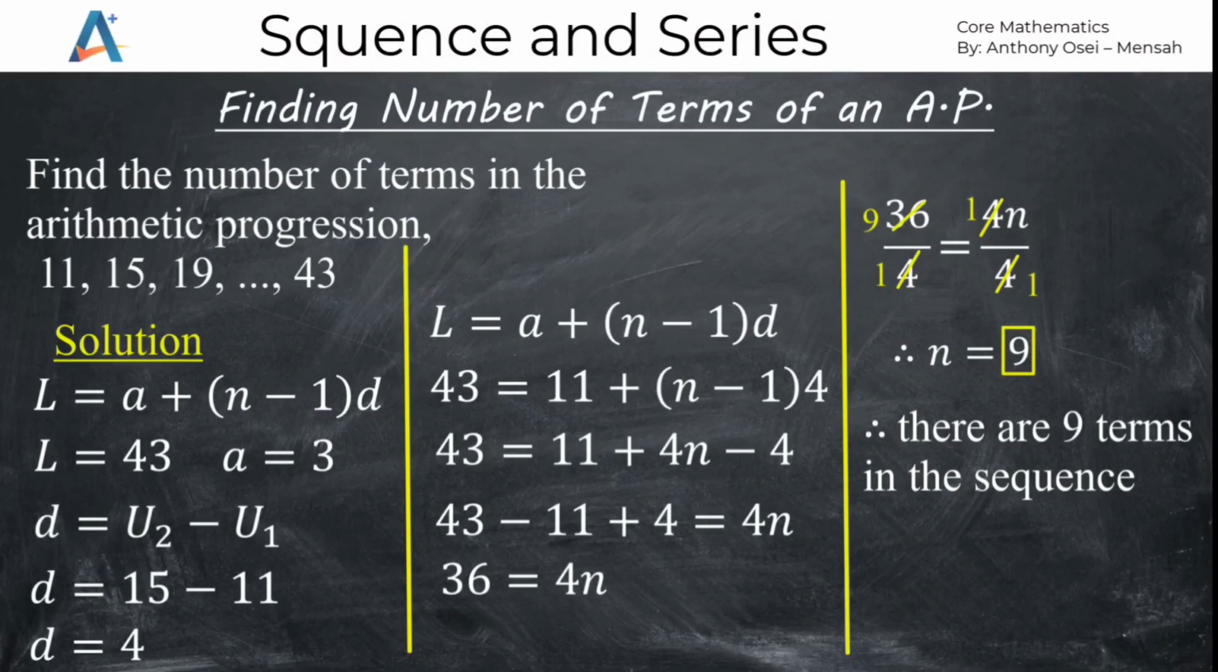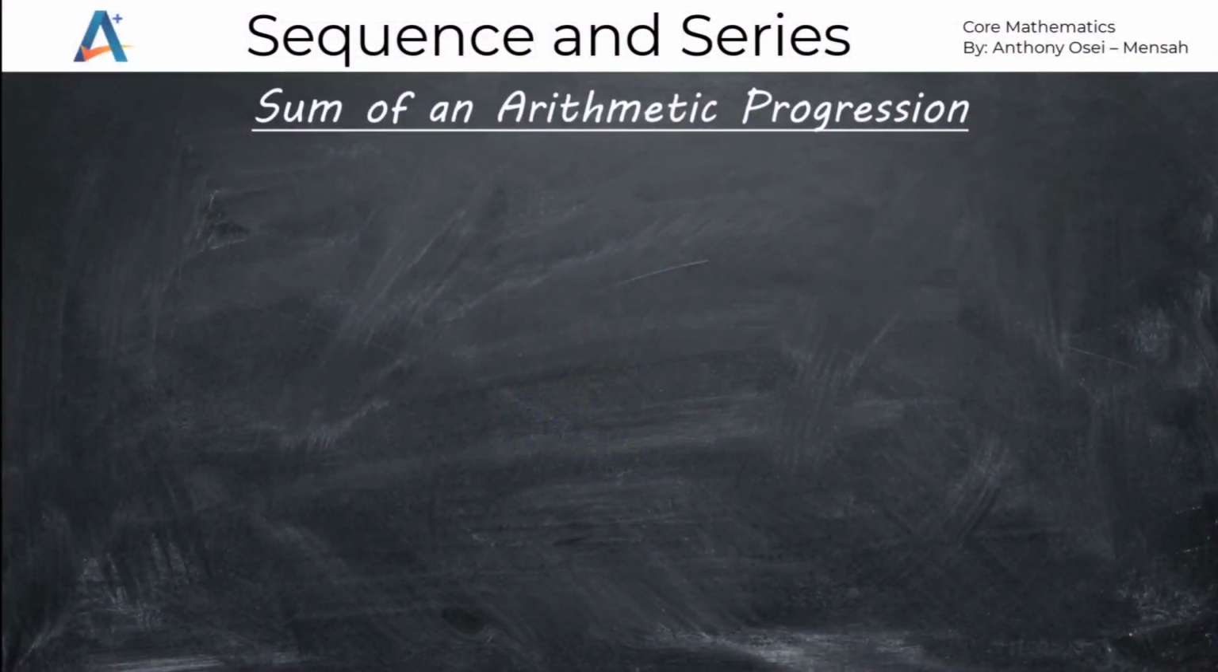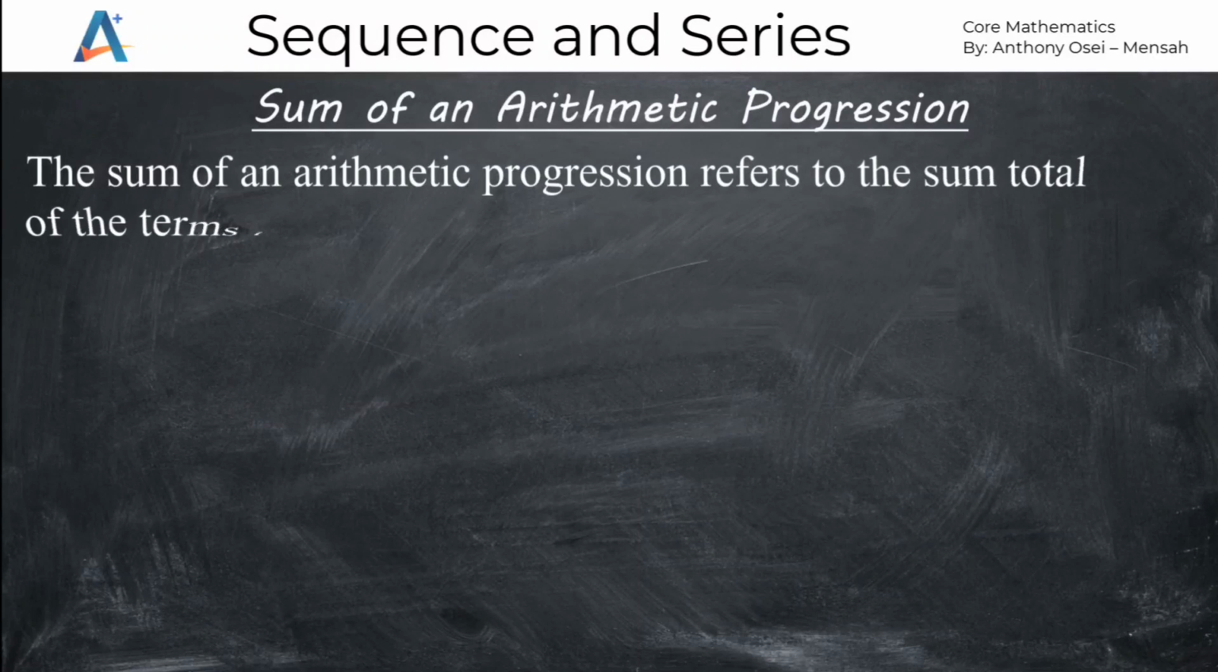We want to take a look at finding the sum of the arithmetic progression, also known as AP, also known as linear sequence. Now, the sum of an arithmetic progression refers to the sum total of all the terms in the sequence.